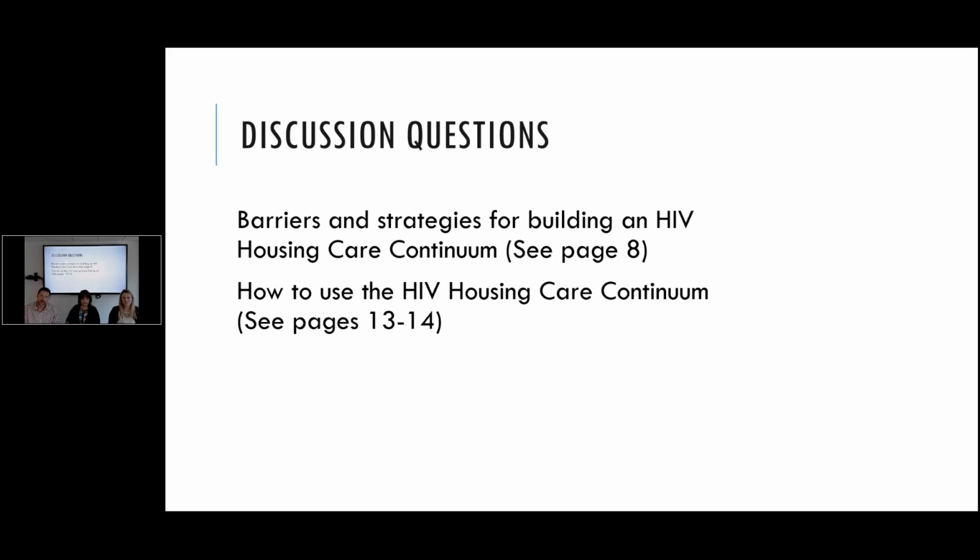The first set of discussion questions on page 8 are really around barriers and strategies for building an HIV housing care continuum. So again, step back. You're not talking about the continuum of housing services. We're talking specifically about the development of a care continuum similar to what New York City did. So what do you think are going to be some of those barriers for your community in pulling data together and really coming together to think about this baselining of what's happening? How are people engaged in care? Are they maintaining that care and ultimately that viral suppression? Talk about that honestly.